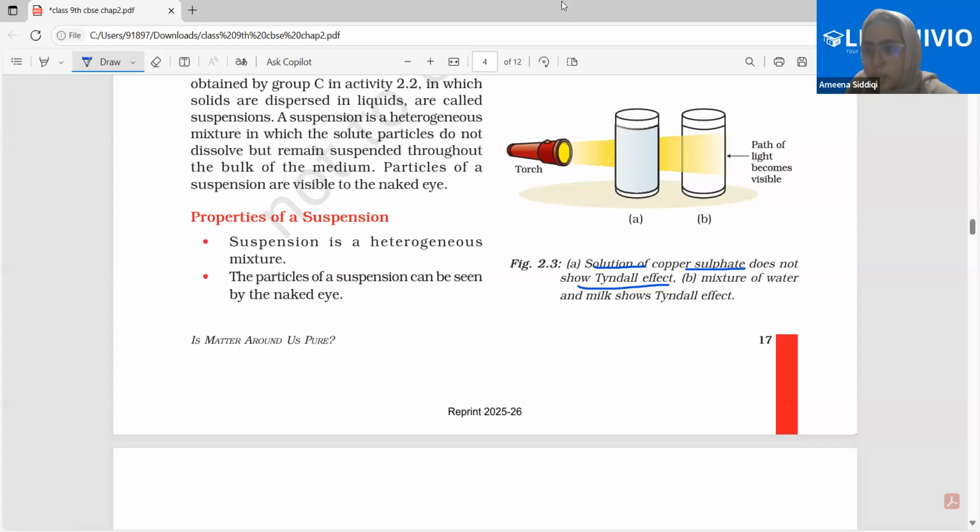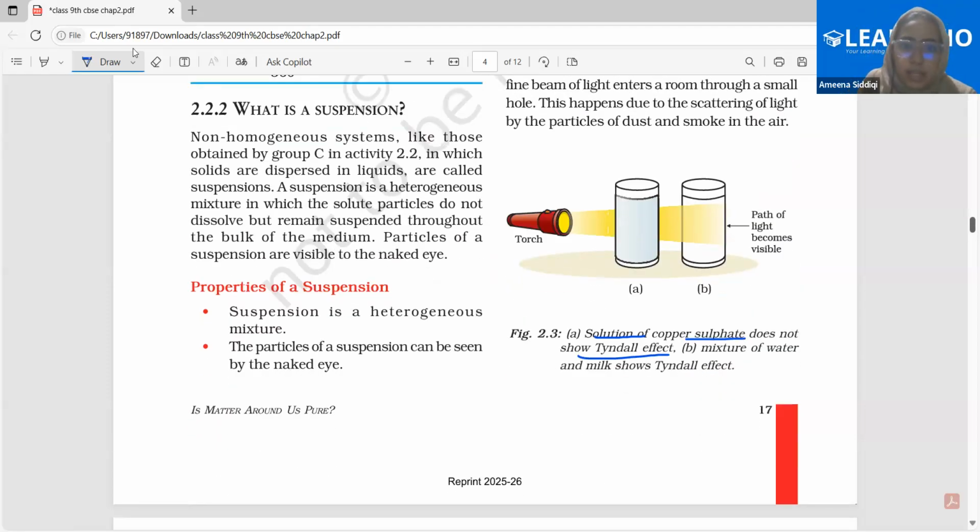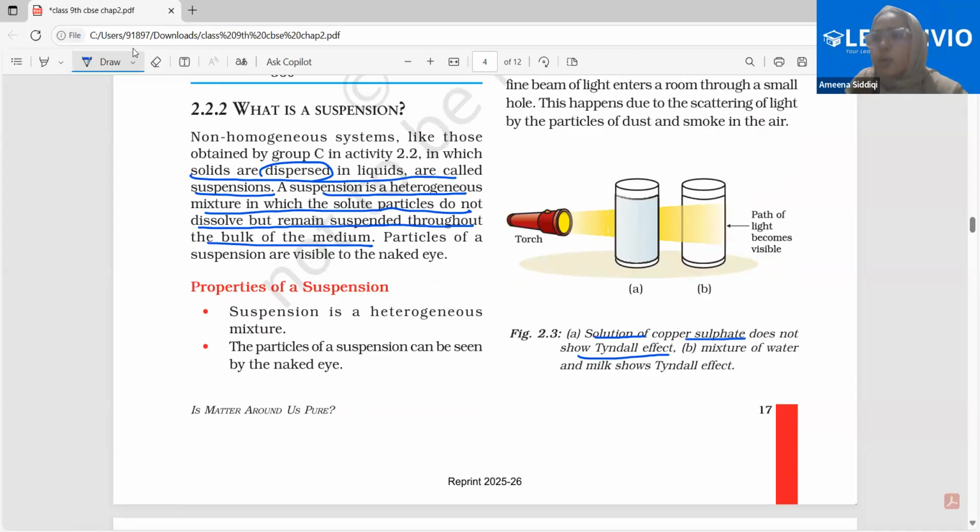Now, coming on to the points of suspension and colloid. Please pay attention. Solids that disperse in liquids are called suspensions. Disperse means they are not dissolved. They are there as they are. They are suspended. They are dispersed in the liquid. A suspension is a heterogeneous mixture in which the solute particles do not dissolve but remain suspended throughout the bulk of the medium, as in all throughout the medium. Particles of a suspension are visible to the naked eye.